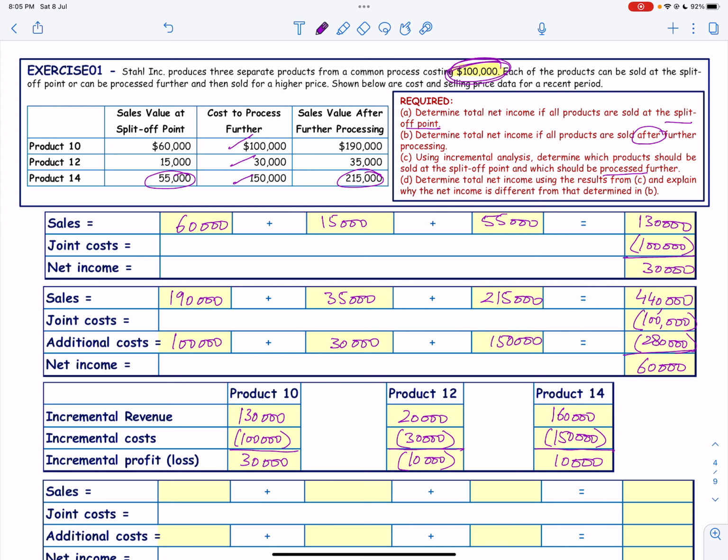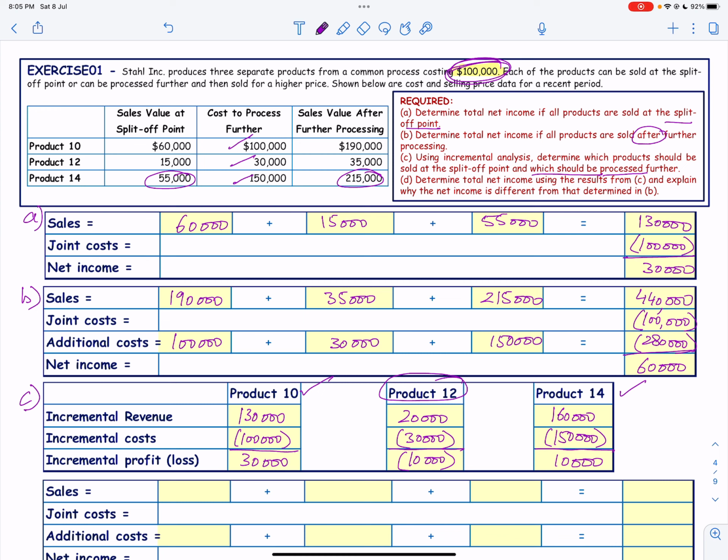So this was part A, this was part B, and we are on part C now. Now, which product should be sold at the split off point and which one should be processed further? So obviously product number 12 should be sold at the split off point, while product number 10 and product number 14 should be processed further.